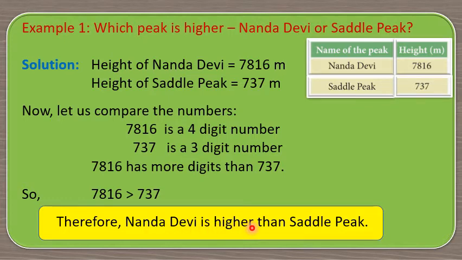Therefore, now the conclusion is Nanda Devi is higher than Saddle Peak because 7,816 is the height of Nanda Devi. Therefore, the mountain Nanda Devi is higher than Saddle Peak. So, in such cases where the number of digits in given numbers are unequal, we will follow this procedure. The number with the highest number of digits will be the greater number than the other number. Now let us move to other example.